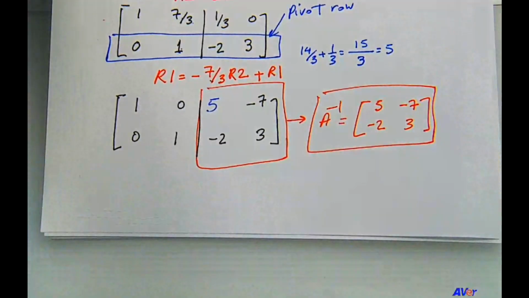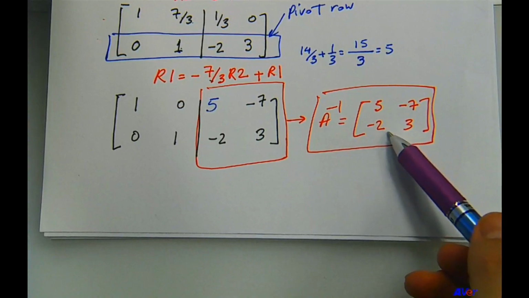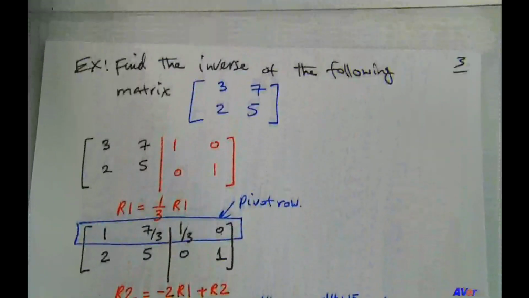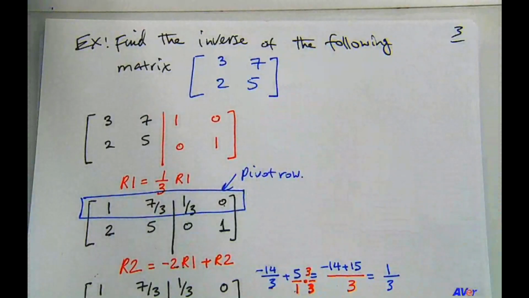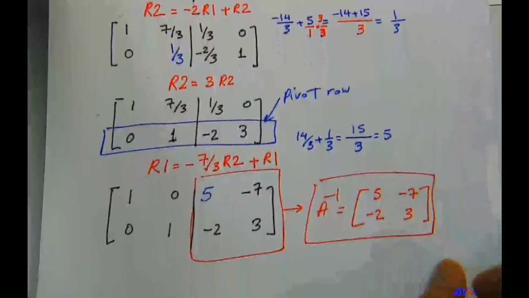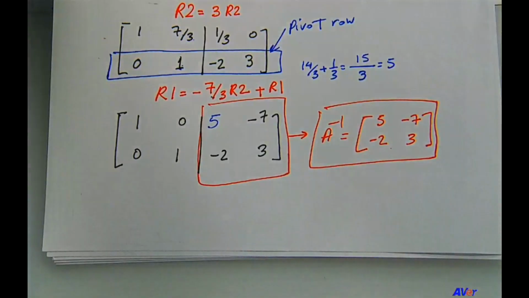A good exercise on your own right now as you watch the video is to pause the video and multiply this by the original matrix, 3725, and see if you get the identity matrix. This is just to verify the work that we just did. You can do that on your own. It would be a good exercise if you did.